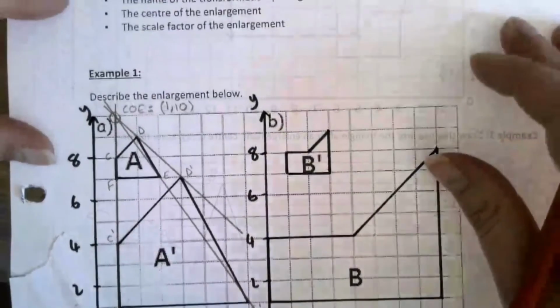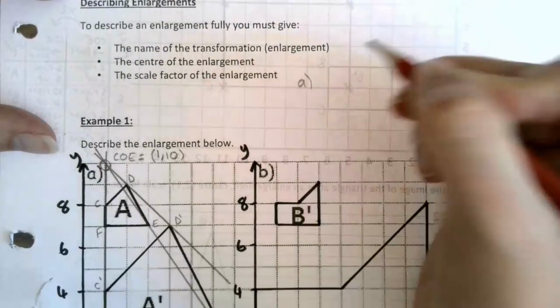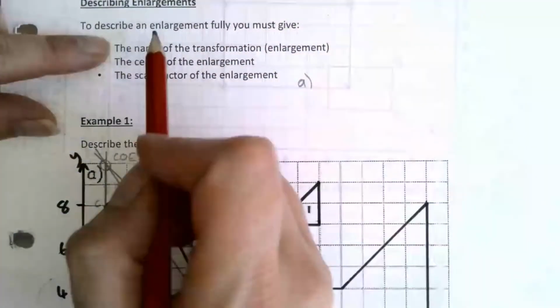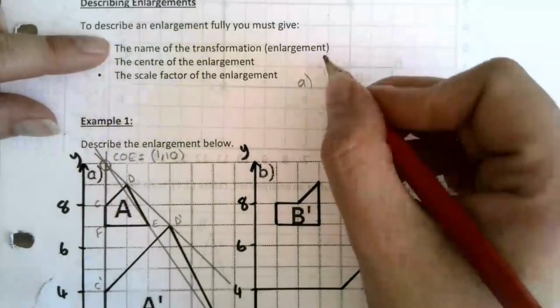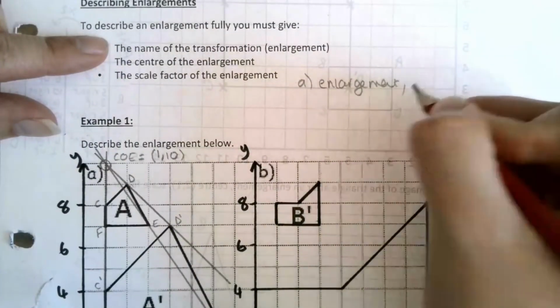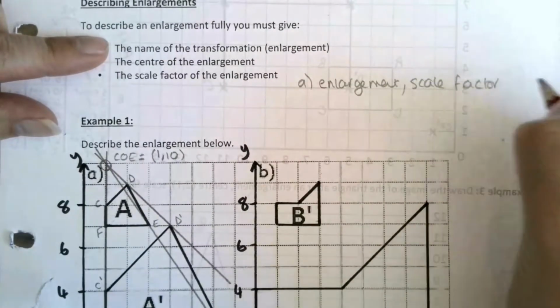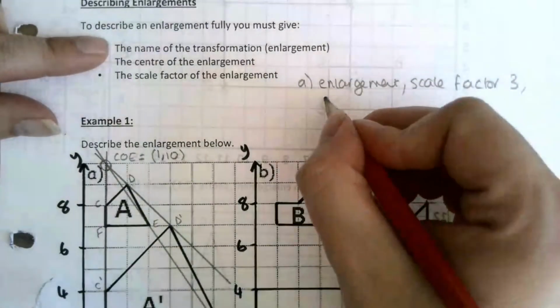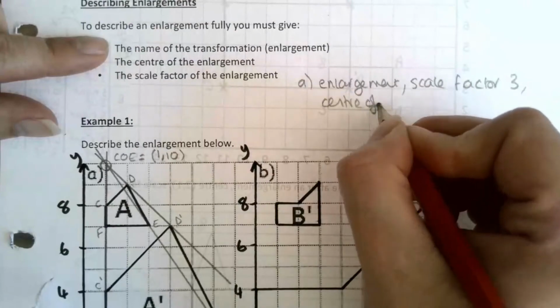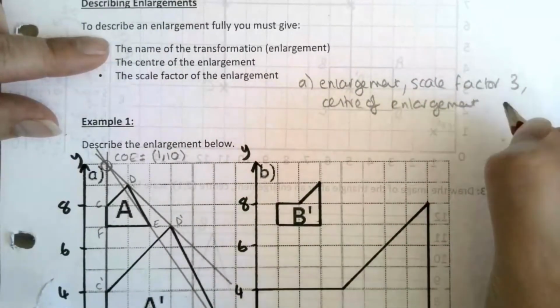So I'm going to write my answers up here just because there's a bit of space. So my answer for A, remember, we need to list all three of these things. It's an enlargement with a scale factor of 3, and the centre of enlargement is (1, 10).